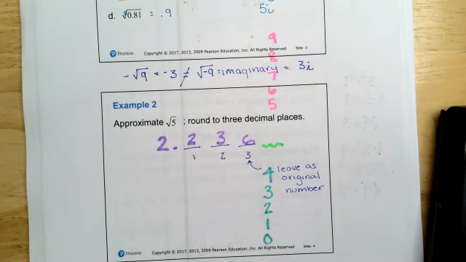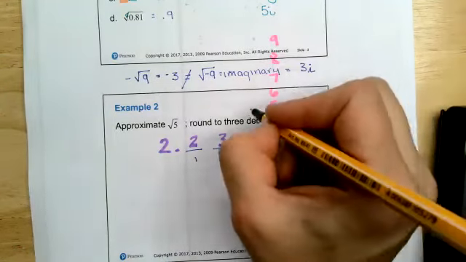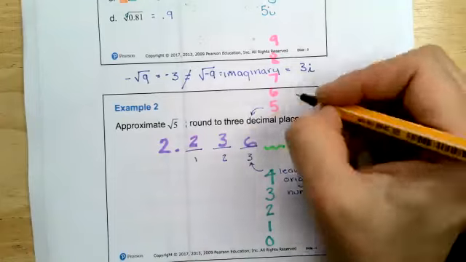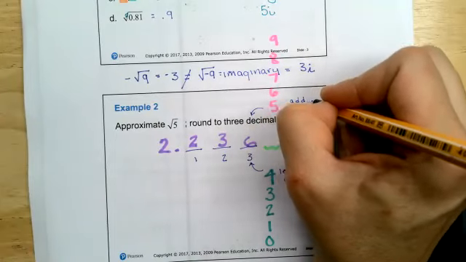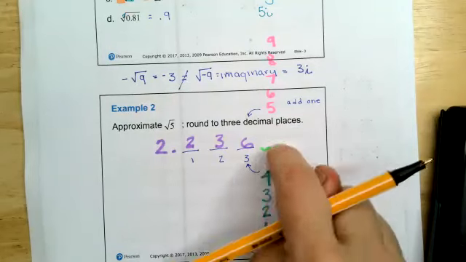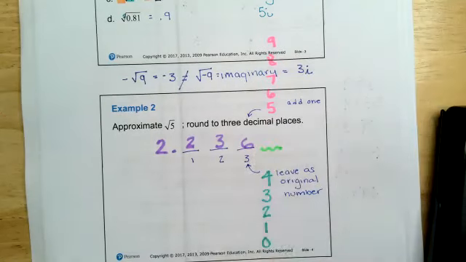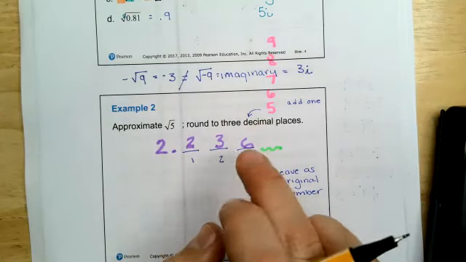But if it's bigger than 4, if it's a 5, 6, 7, 8, or 9, add 1. Okay, so we're not ever writing this number, but if this is 2.2369, we're going to round it to 2.237.